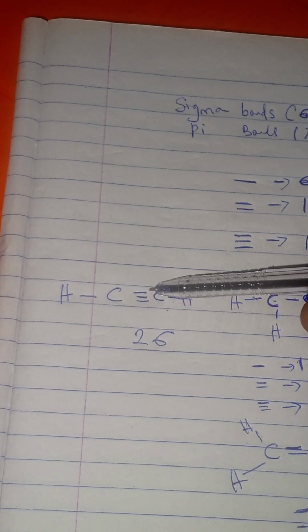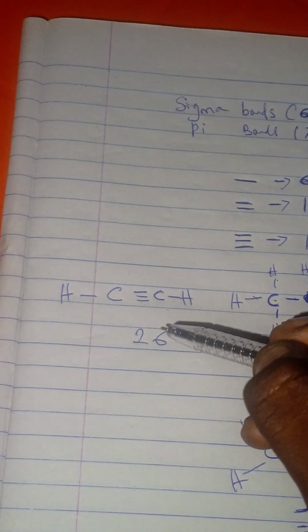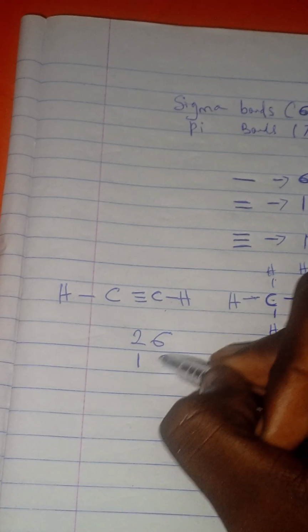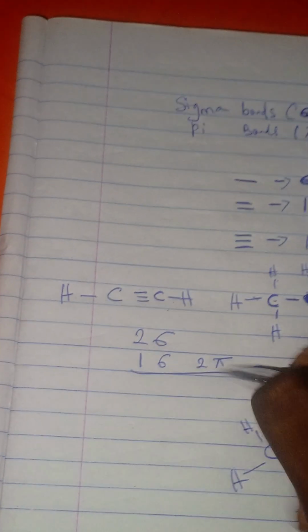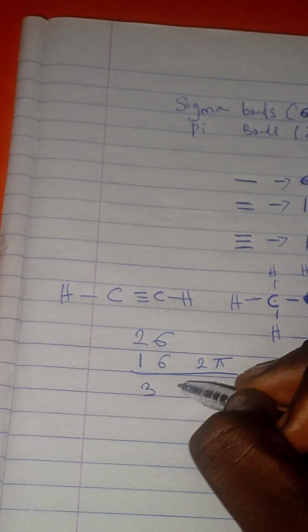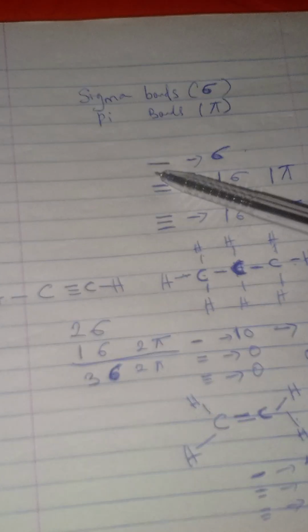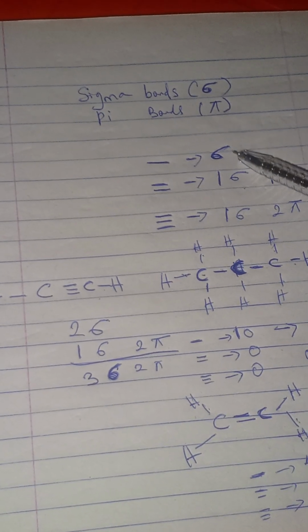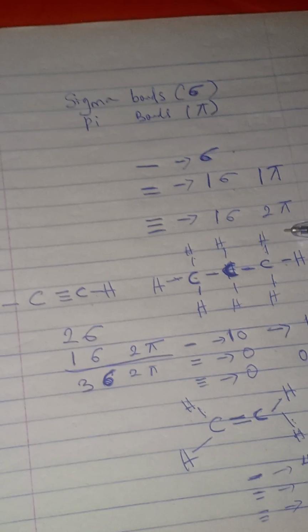So how many triple bonds? Just one. So one triple bond. I told you one triple bond consists of what? One sigma and two pi. Therefore, summing this together, we have three sigma and two pi in the structure of ethyne. So from this video, what you should just notice is this: one single bond is a sigma bond, one double bond, one sigma, one pi, then triple bond, one sigma and two pi.